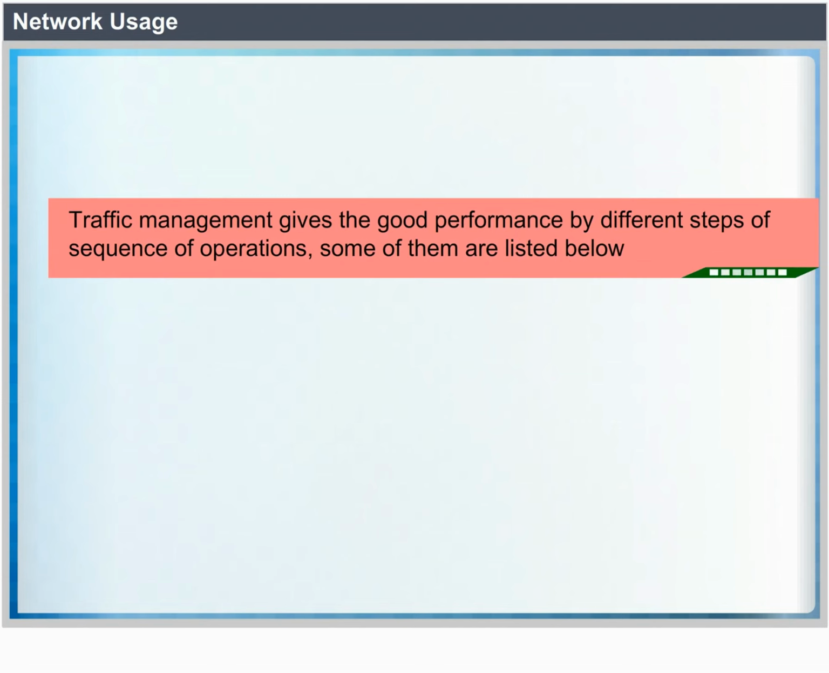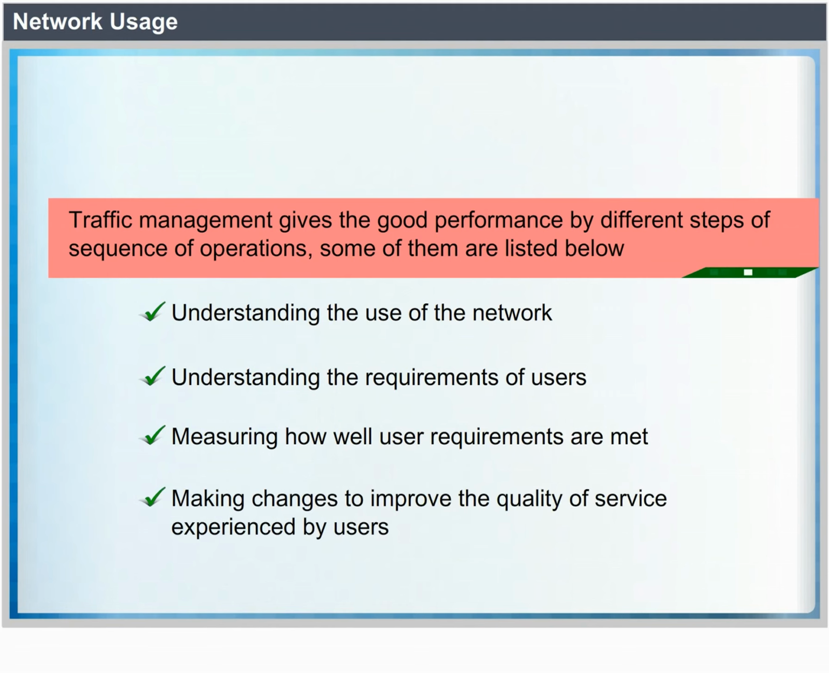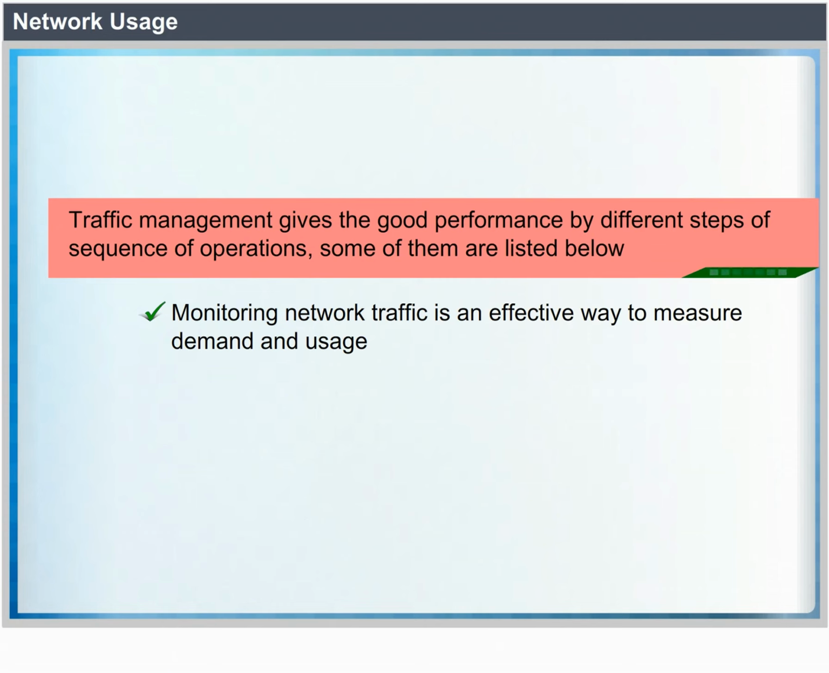Understanding the use of the network. Understanding the requirements of users. Measuring how well user requirements are met. Making changes to improve the quality of service experienced by users. Monitoring the effectiveness of the changes. Monitoring network traffic is an effective way to measure demand and usage.